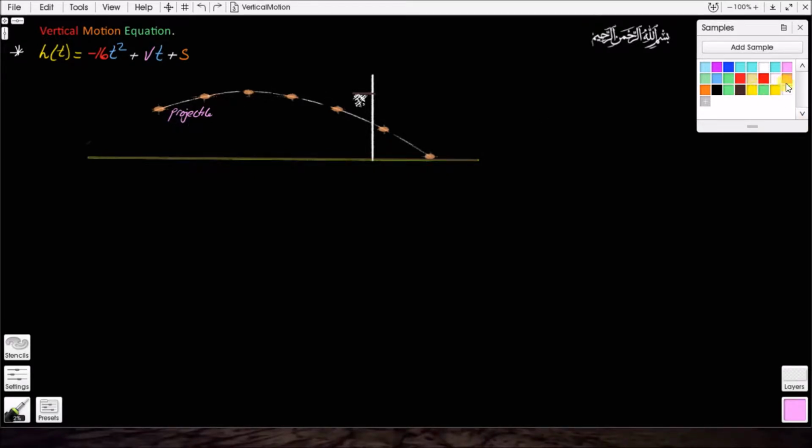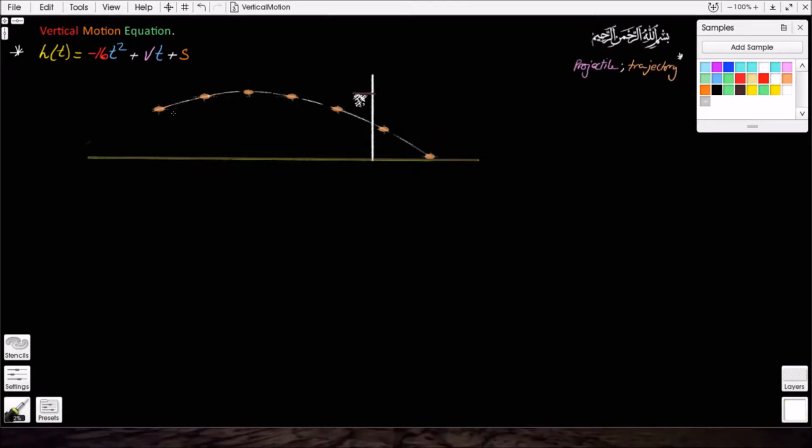And the path that it traces is called a trajectory. So in this case, the parabola is the trajectory of this projectile, like thus. So the object that is thrown is the projectile, and the path that it traces is called its trajectory. Okay?